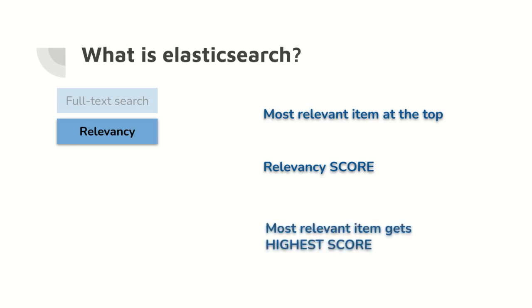That is, the most relevant item gets the highest score, and Elasticsearch by default shows the item which has the highest score. The result is always sorted by the score, so the highest score item will be displayed at the top, and this is the default feature of Elasticsearch. So this is very useful.